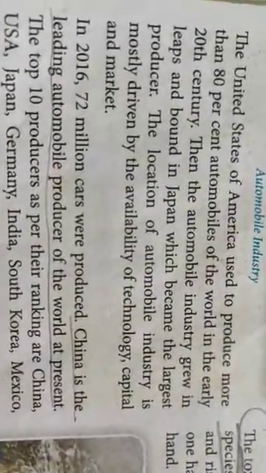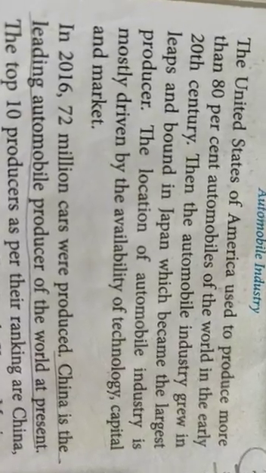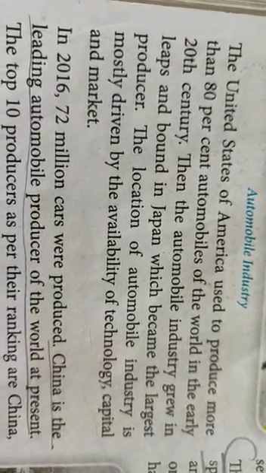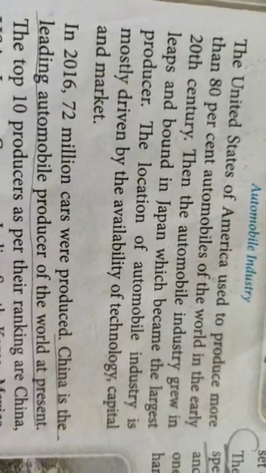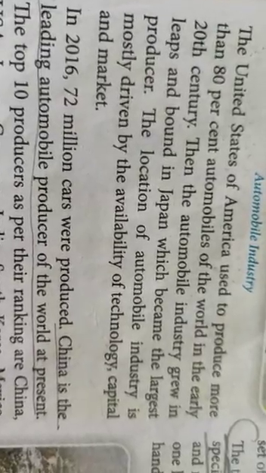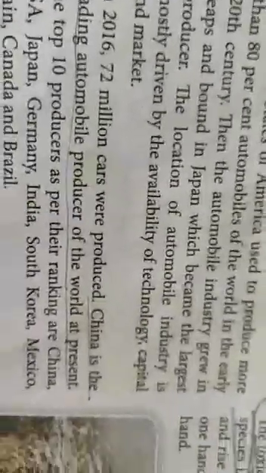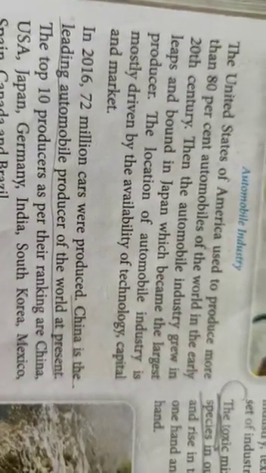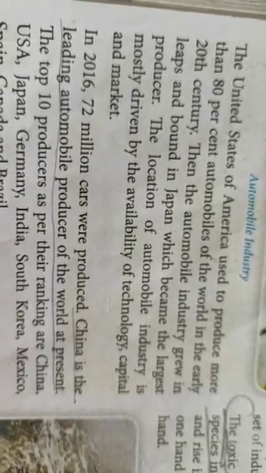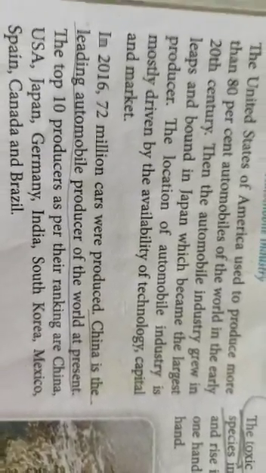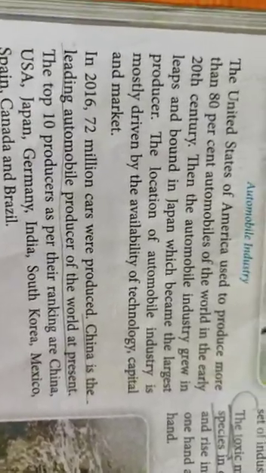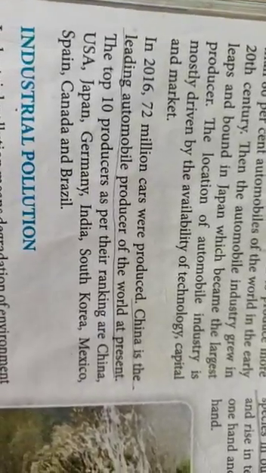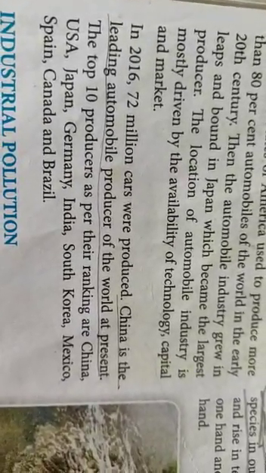The United States of America used to produce more than 80% of automobiles of the world in the early 20th century. Then the automobile industry grew in leaps and bounds in Japan, which became the largest producer, not just of four-wheelers but two-wheelers as well. The location of automobile industry is mostly driven by the availability of technology, capital and market. So these days, because of the corona, there is a slump in the market, but the automobile industry has always been on the rise. In 2016, 72 million cars were produced.